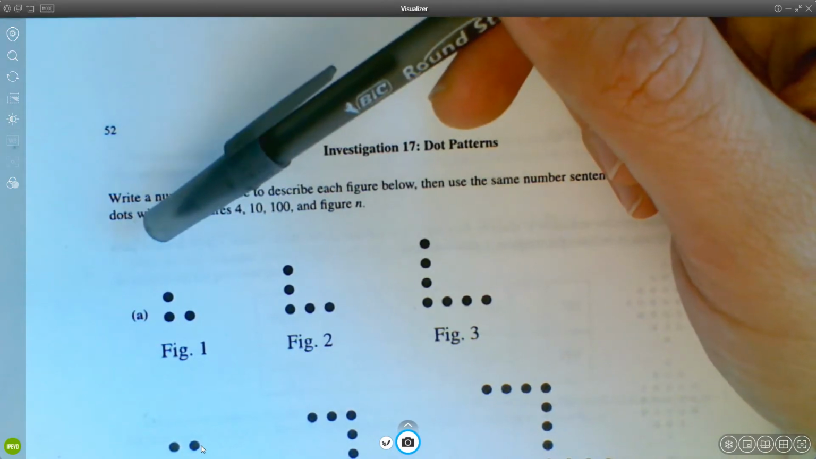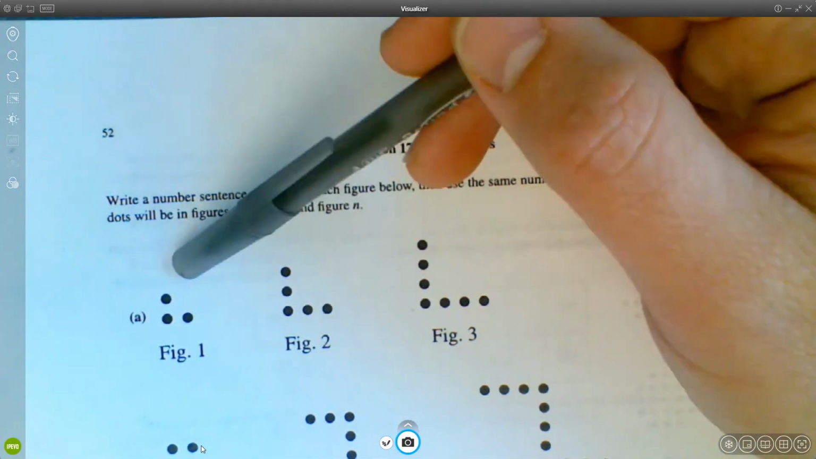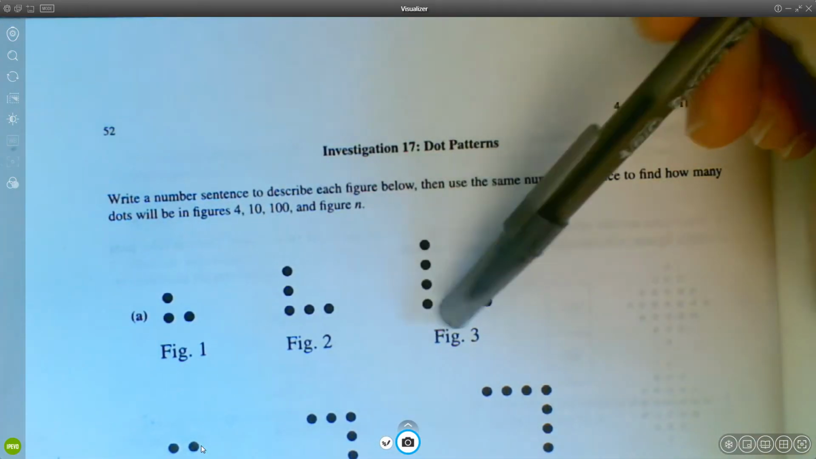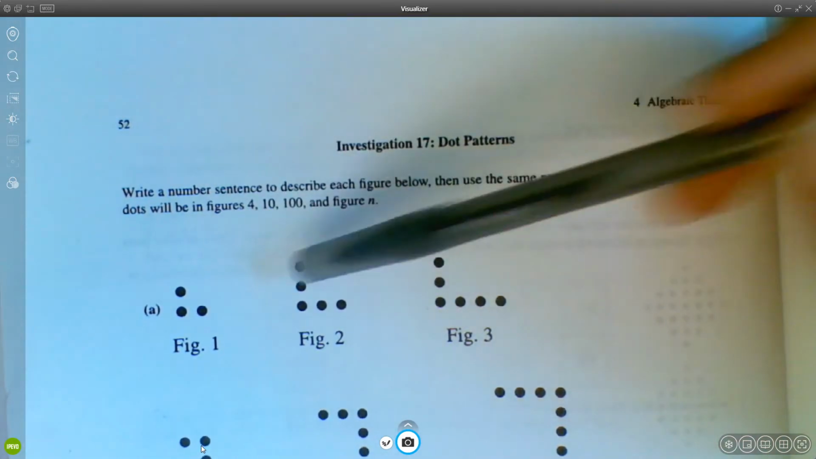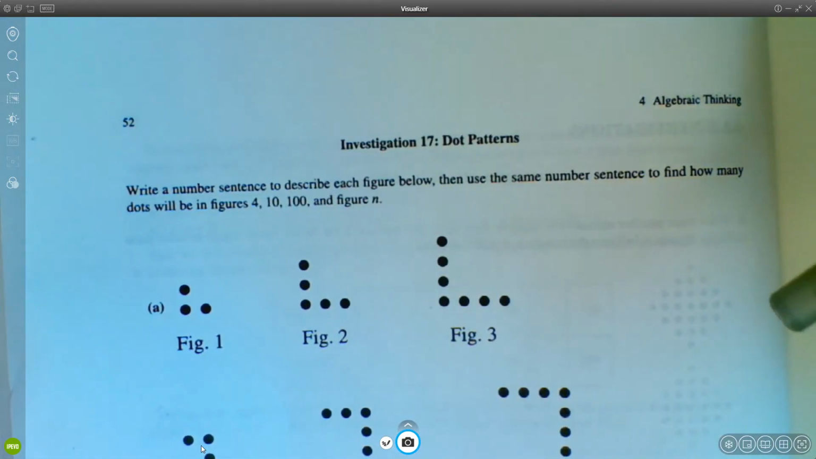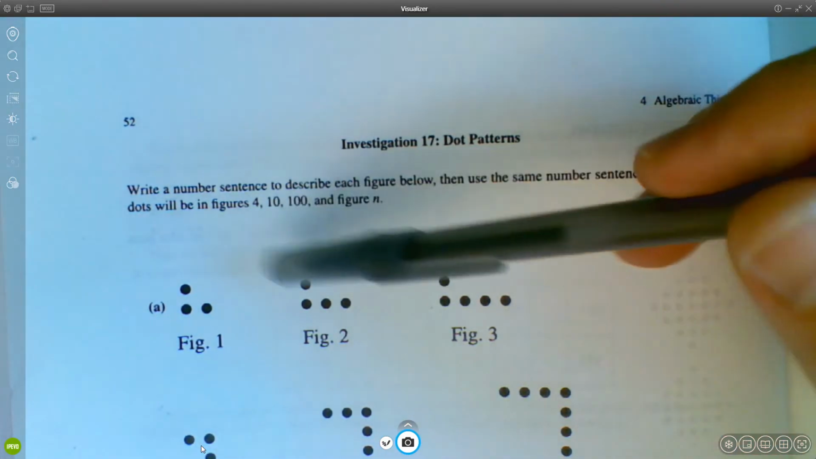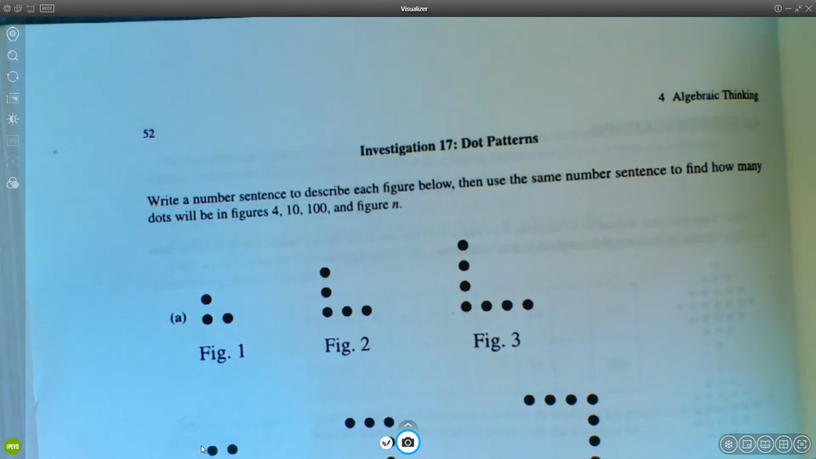oftentimes students are just tempted to count up the number of dots, right? They'll say, well, there are 3 dots in figure 1, 1, 2, 3, 4, 5 dots in figure 2, 1, 2, 3, 4, 5, 6, 7 dots in figure 3. And so they say, oh, so the pattern is 3, 5, 7. And they can guess pretty easily that in figure 4 there are going to be 9 dots, right? Because it goes 3, 5, 7. So 9 is obviously the correct answer for figure 4.